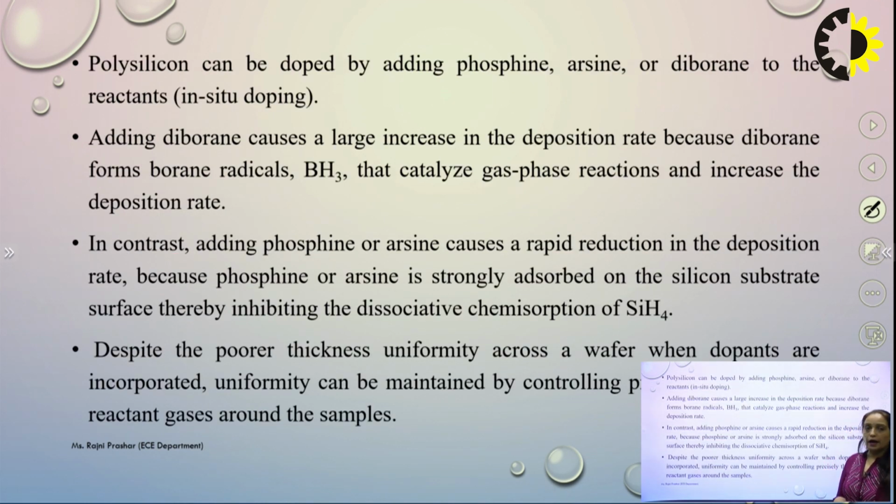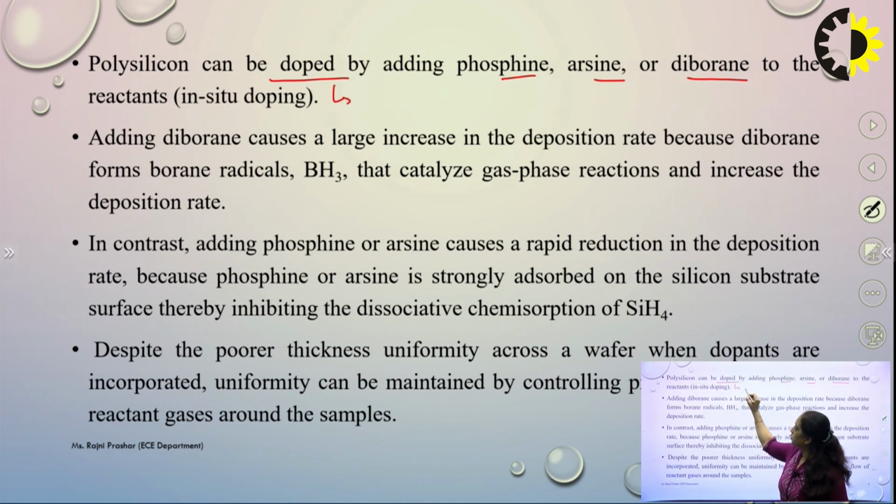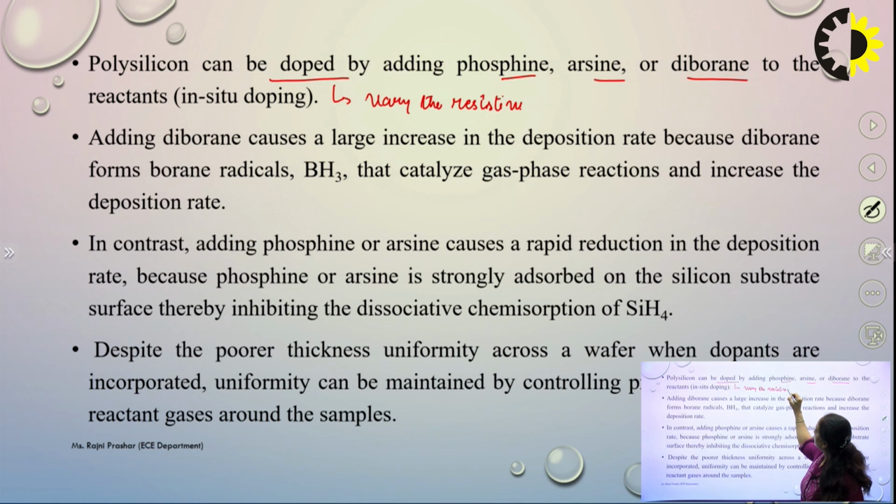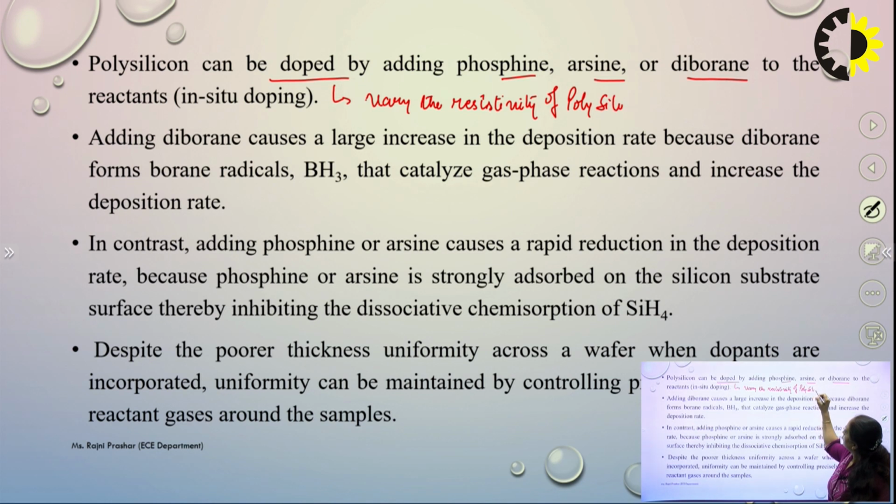This polysilicon can be doped with other dopants, for example phosphine, arsine, or diborane added to the reactants, and this doping is done in situ, which means inside the chamber only. This doping of polysilicon is done to vary the resistivity of polysilicon.